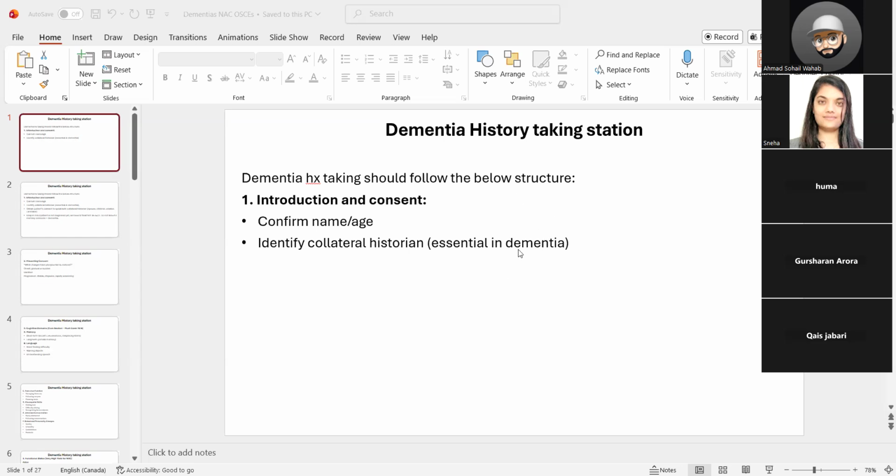Once you enter the station or the patient's room, introduce yourself. For example, hi, my name is Dr. Faz. I'm one of the physicians working in this clinic or this hospital. I will be your provider for the day, and we will discuss some concerns about your memory. Is that all right with you?